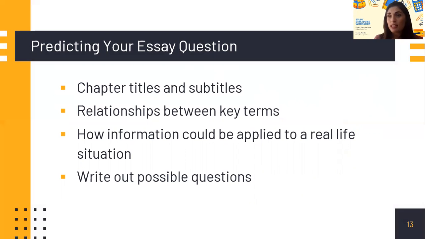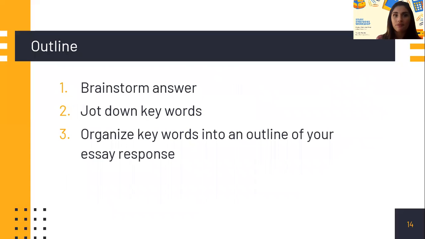Now, like I said, in some cases, your professor may have already provided you with the essay topic, but in other cases, you may go in without any knowledge of that. And so if you are left predicting what your essay question is going to be, look at things like your chapter titles and subtitles. There may be relationships between key terms. Ask yourself how the information could be applied to a real life situation. And then with all of that being taken into consideration, go ahead and write down some potential questions that could be an essay question on an exam.